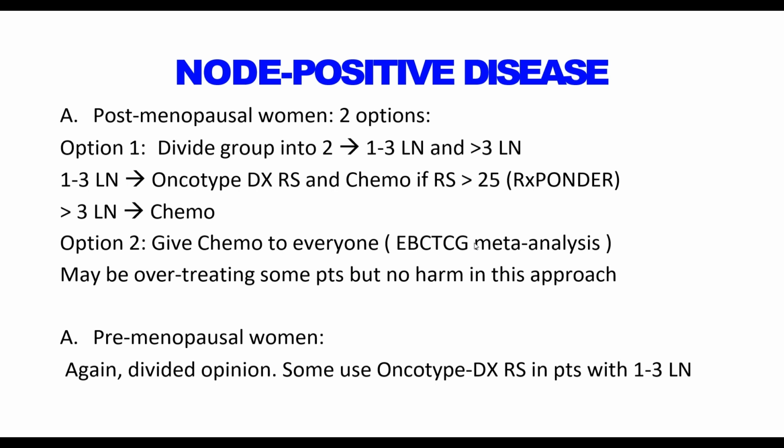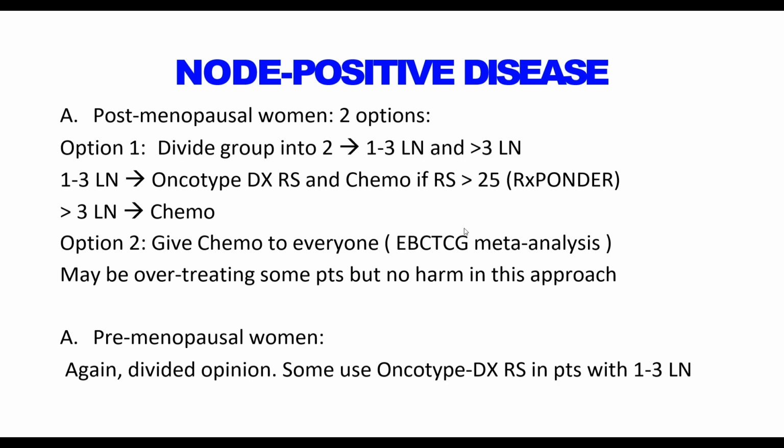In the node positive setting, the final conclusion is, in postmenopausal women, there are two options. Option one is use Oncotype DX and risk stratify. If the Oncotype DX recurrence score is less than 25, we can avoid chemo, and more than 25, we can give chemo. Option two is give chemo to everyone.